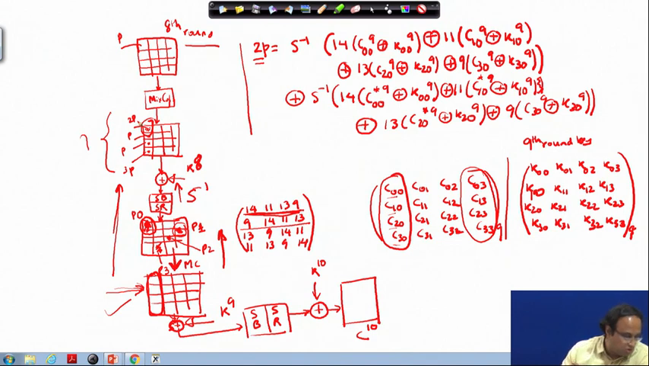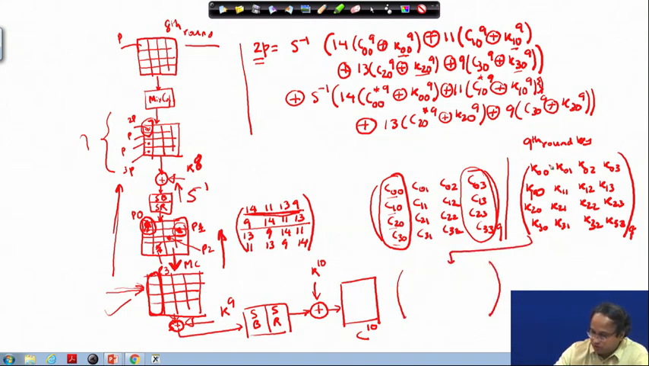But remember, all these key equations now involve K09, the 9th round key, which I have to express using the 10th round key. For this, we will take a look at how the key scheduling works. And the key scheduling of AES is very simple.